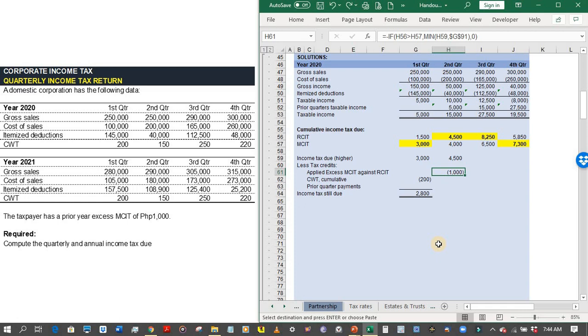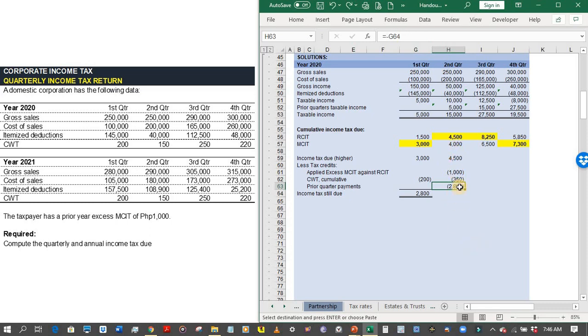Then the cumulative CWT is 350 pesos. So the 350 pesos is computed as 200 plus 150. Again, the CWT is cumulative because the 4,500 is also cumulative. Then we have a prior quarter payment of 2,800 because the 2,800 is expected to be paid on or before May 15. And since the 2,800 is already paid, it is deducted from the 4,500 pesos income tax due.